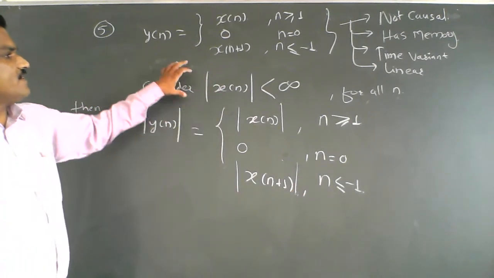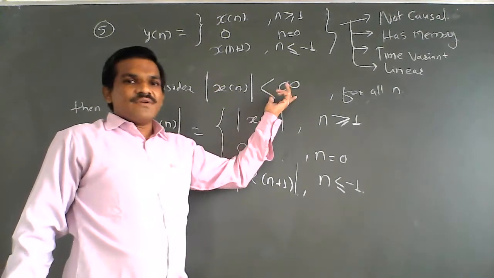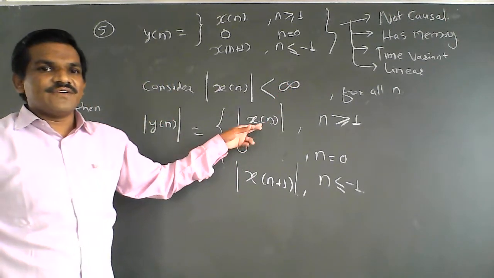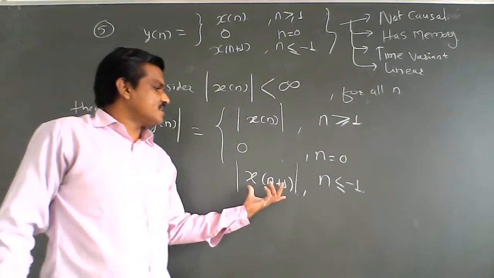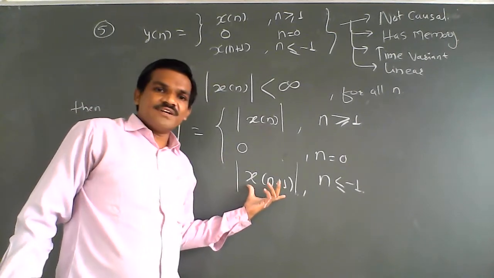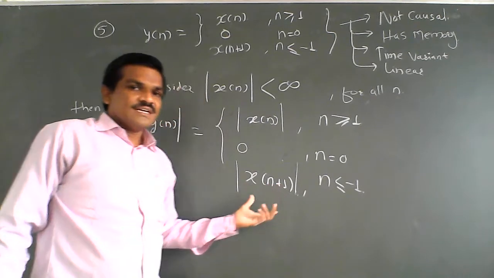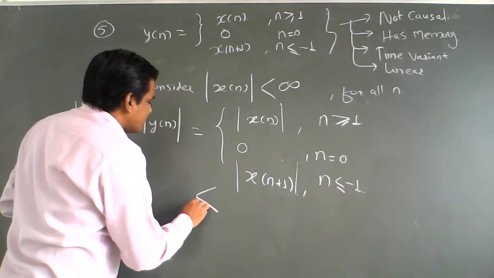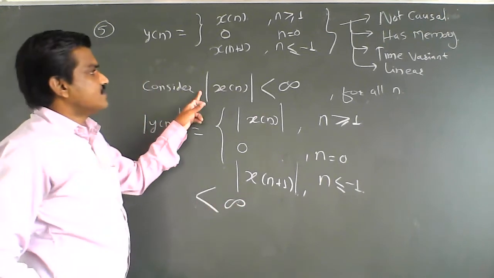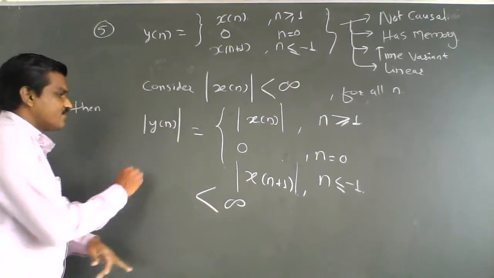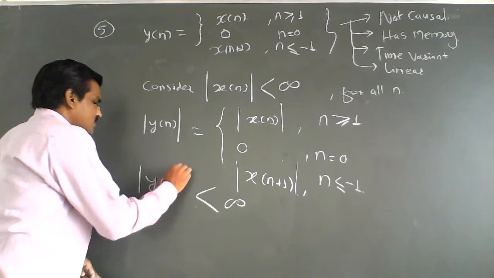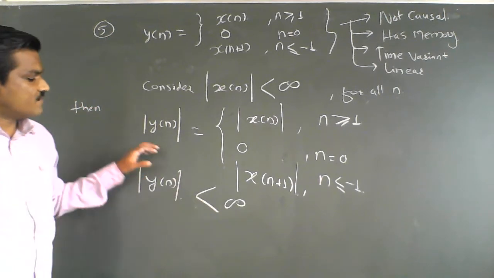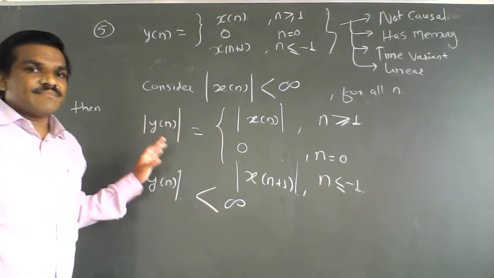So when we consider x of n is bounded, or you can say less than infinity, this term is also less than infinity. This x of n plus 1, that is your shifted input sequence, is also bounded. This implies that your y of n is also less than infinity, y of n less than infinity. Or you can say that the magnitude of the output doesn't depend upon any variables.